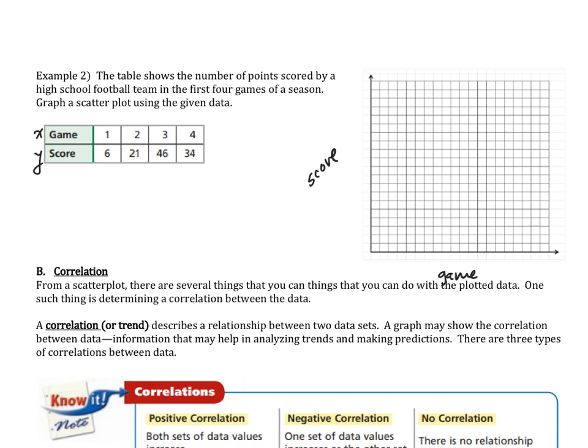For the games, there are 4 games. I don't want to necessarily go 1, 2, 3, 4 right next to each other, because it's going to give me points just right there. I'd rather spread it out a little bit, so give yourself a little bit of space. I'm going to go 1, 2, 3, 4, using every 4 tick marks for one of the games. There's only 4 games, so I can spread it out like that.